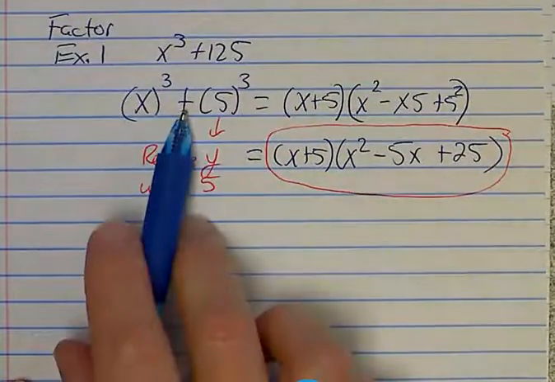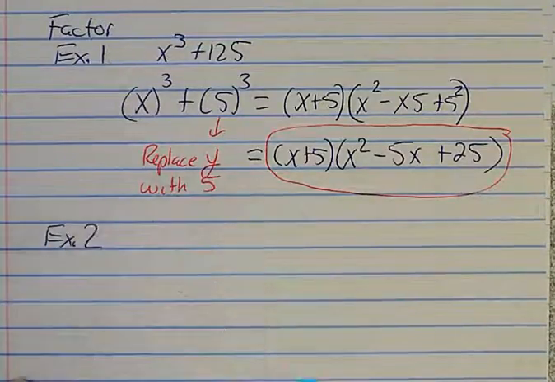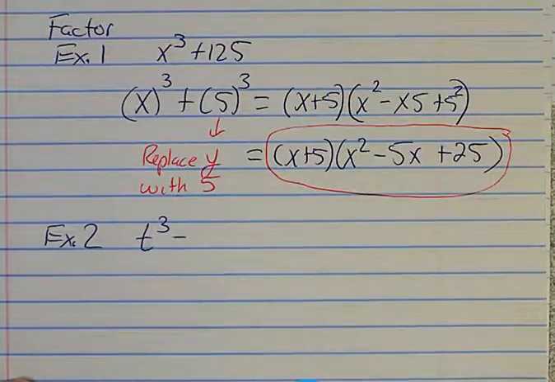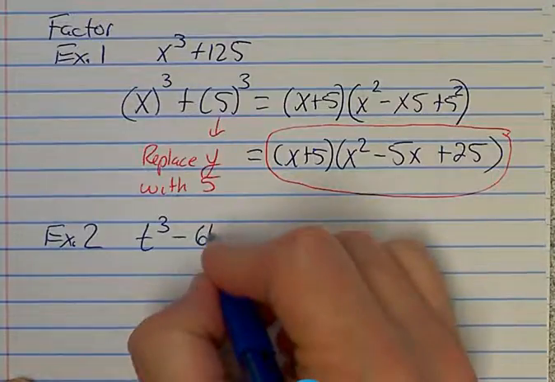Okay, so there's one where we did the plus. We'll do one more with the minus. So let's change the letter up here for this one. Let's do t cubed minus 64.